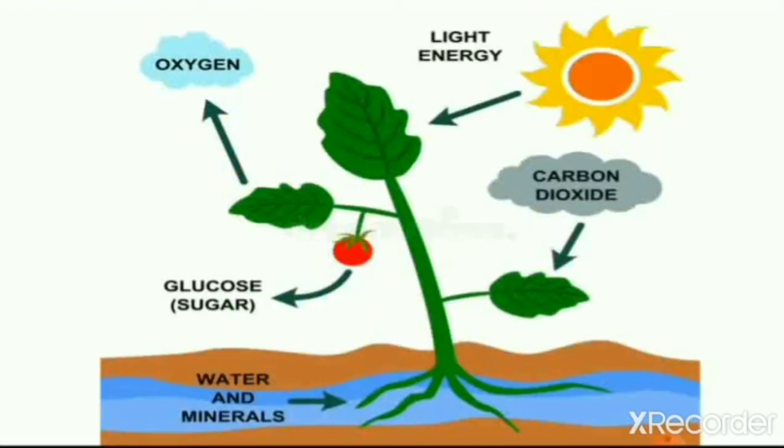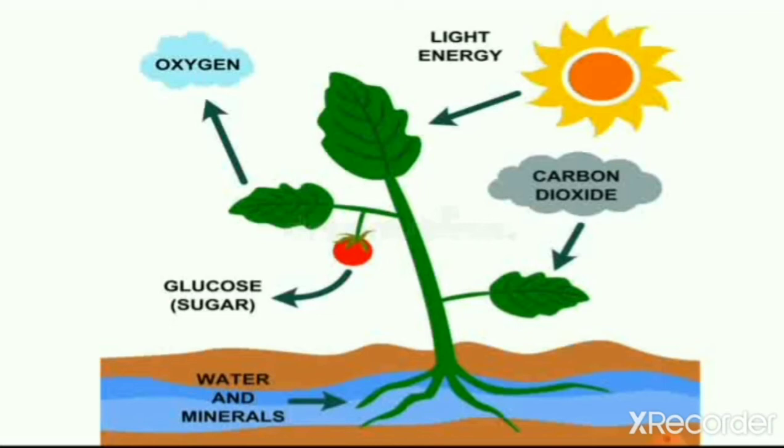Now here is a picture of how the leaf makes food for the plant and gives oxygen to us. You can see roots carry the water and minerals to the stem and the stem gives it to the leaf. Then sunlight falls on the leaf and all these things together make food for the plant, and the leaf obtains carbon dioxide from the atmosphere and gives us oxygen.